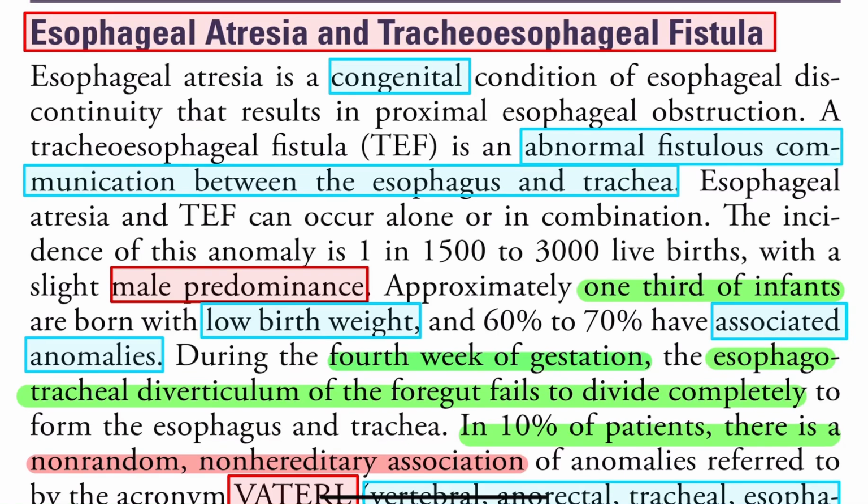Learn about esophageal atresia and tracheoesophageal fistula. It is a congenital condition in which there is an abnormal fistulous communication between the esophagus and trachea. So the name itself is tracheoesophageal fistula.